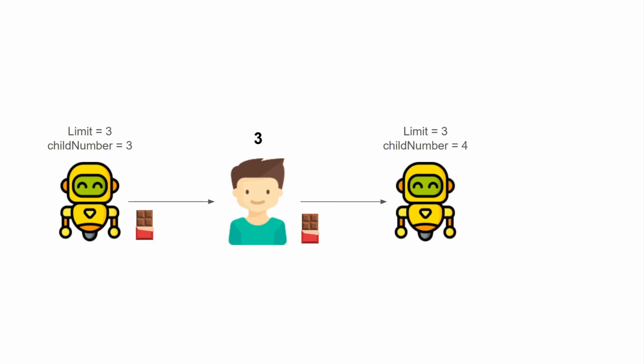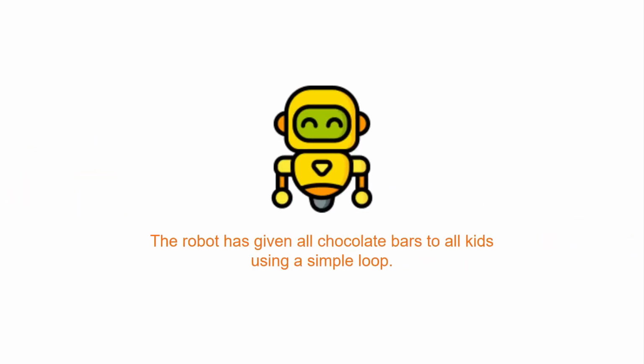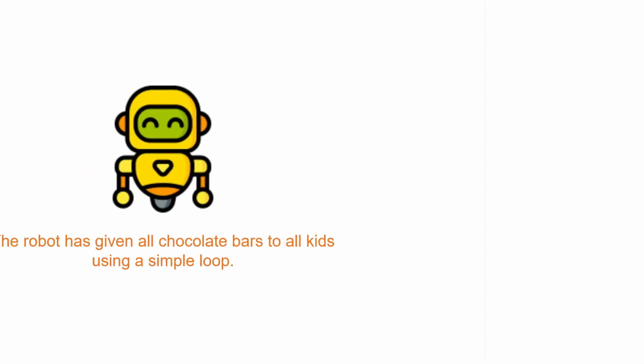Now we are going to increment the child number, but this time we have broken the condition because 4 is neither less than nor equal to 3. We have broken the loop. What it means, broken the loop, is that you will get out of it. You have finished the job, right? So now the robot has given all chocolate bars to all kids using a simple loop.